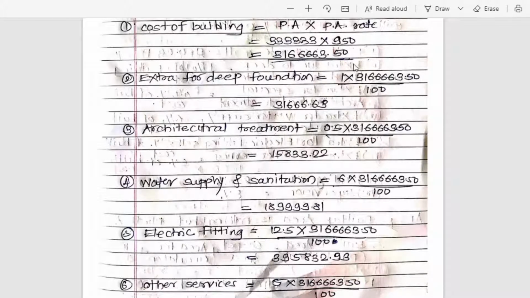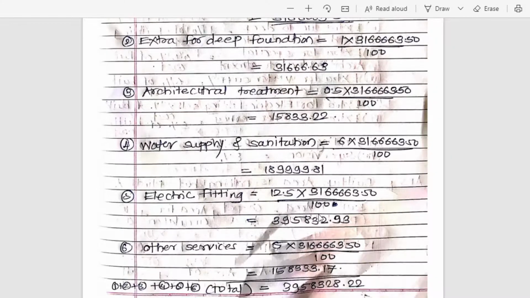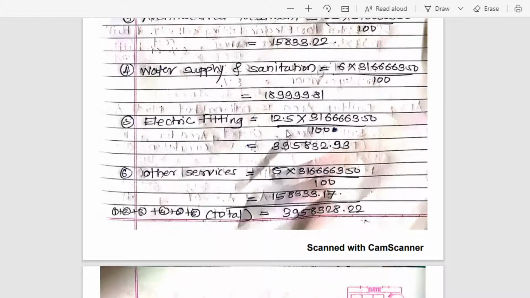Now 1% of the building cost we have calculated, 31,666.63. This is for foundation purpose. Then architectural treatment 0.5%, again calculated 0.5% on the cost of the building, you get this amount. Then water supply and sanitation is 6% on cost of building. Again, we will calculate this cost. Then for electric fitting, 12.5%. So we will calculate this cost for electric fitting, and other services 5%, on the building cost.